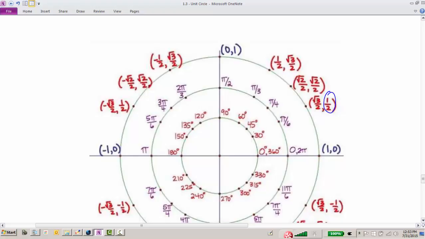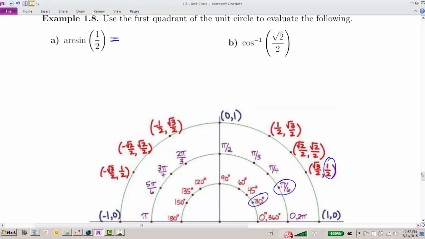And this happens at an angle of 30 degrees, or if I were using radians, pi over 6 radians. And so arc sine of 1/2 is equal to 30 degrees. We'll mostly be sticking with degrees, but it's perfectly acceptable to give the answer in radians as well.